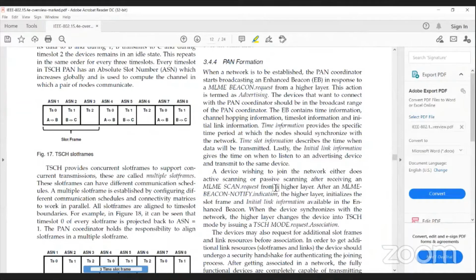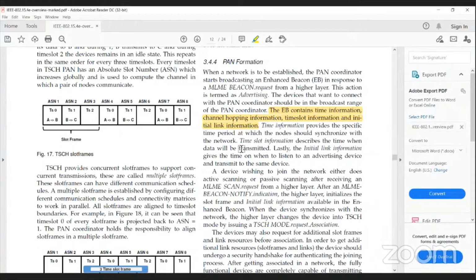The EB contains, this is very important, okay? So this is very important. It contains time information, channel hopping information, time slot information, and initial link information. Very important. So let me mark it for you. So these are very important. Now, what is time information? This provides the specific time period at which the node should synchronize with the network. Time slot information describes the time when the data will be transmitted. And lastly, the initial link information gives the time on when to listen to an advertising device and transmit to the same device. So EB is critical.